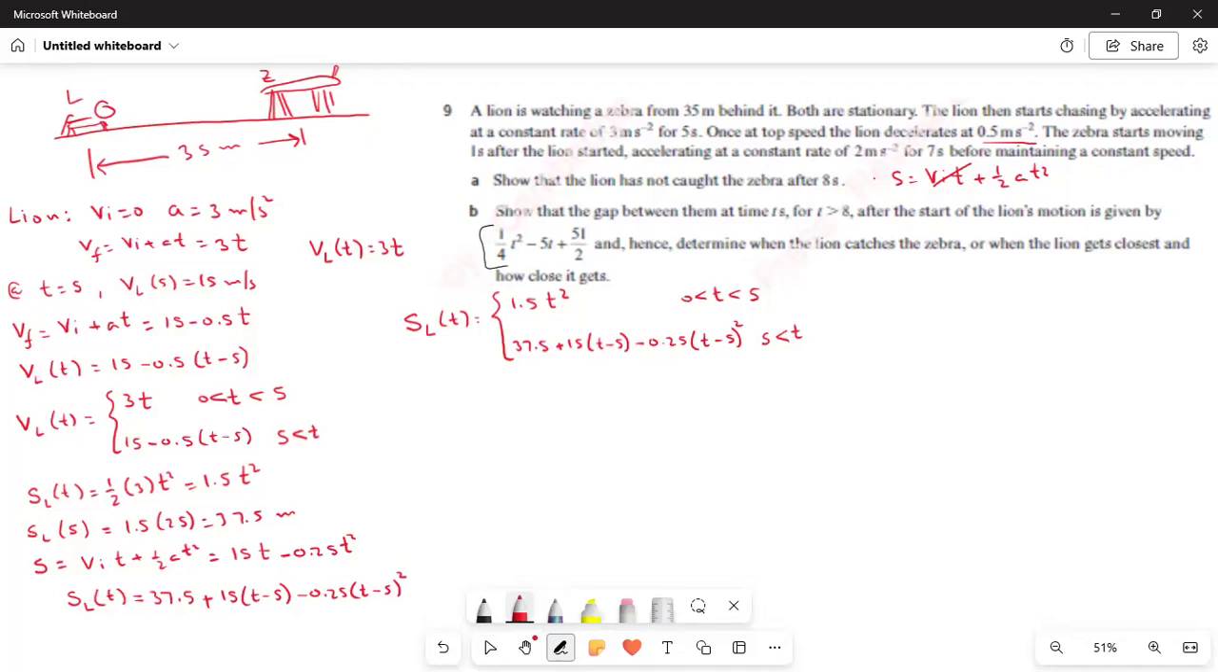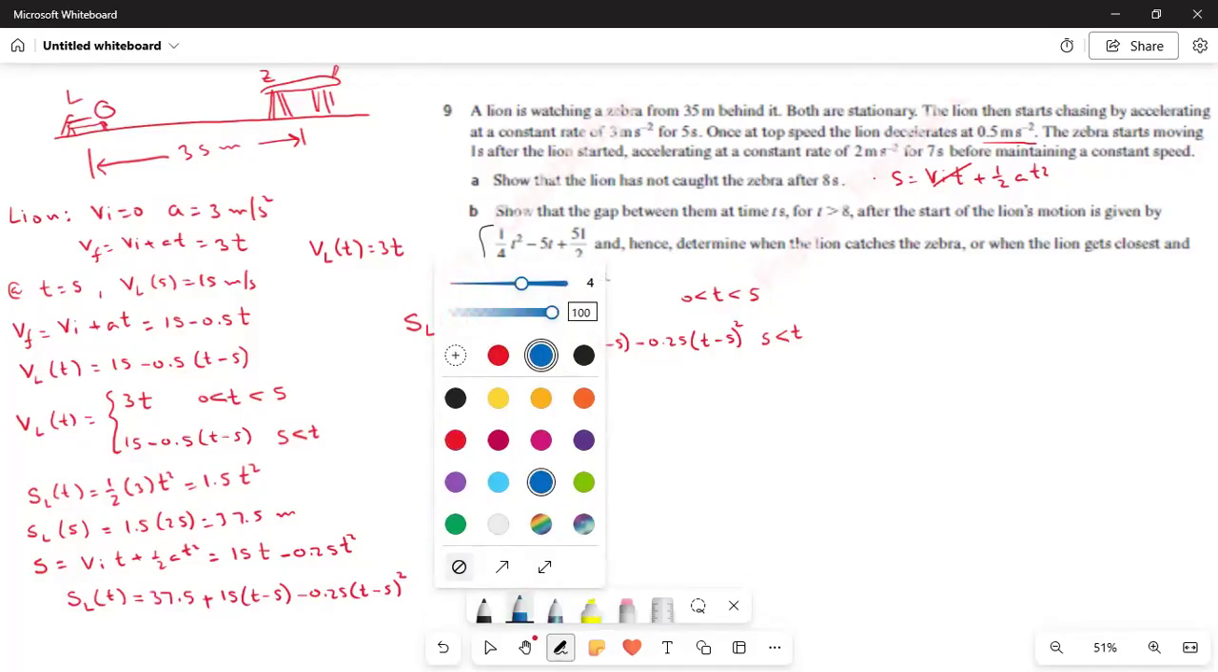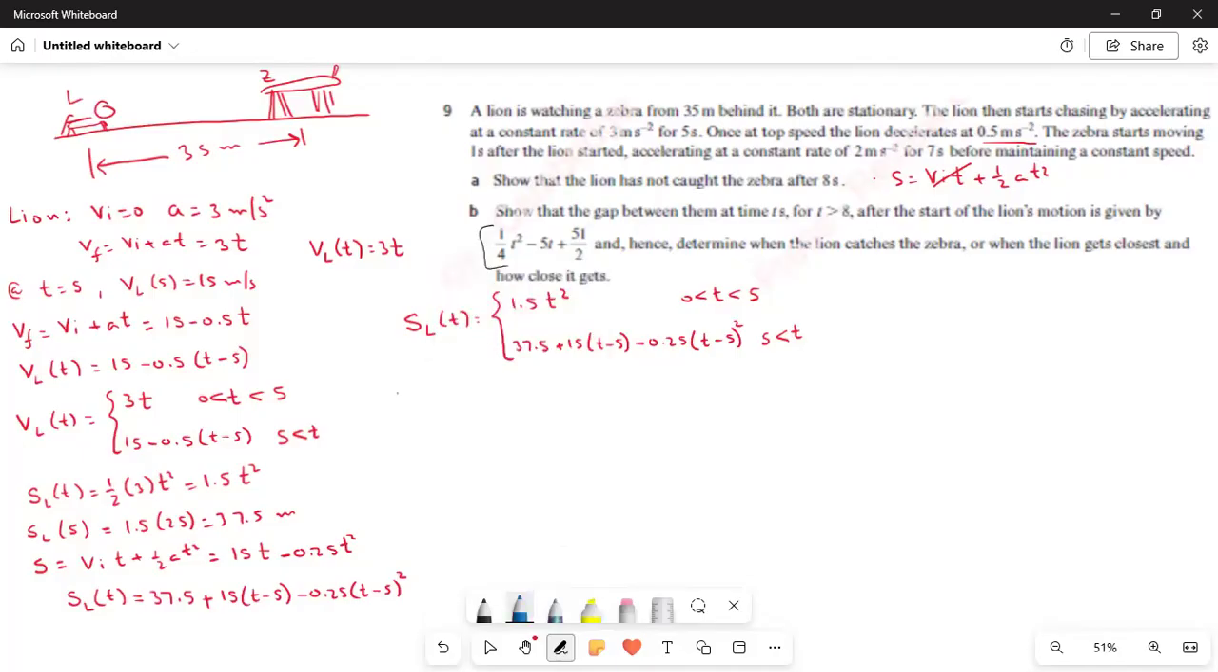Now let's talk about zebra. Let me change the color. Okay, for zebra, again, its initial speed is 0. Its acceleration was 2 meter per second square, and it keeps going for the first 7 seconds, and it started 1 second after the line, right?